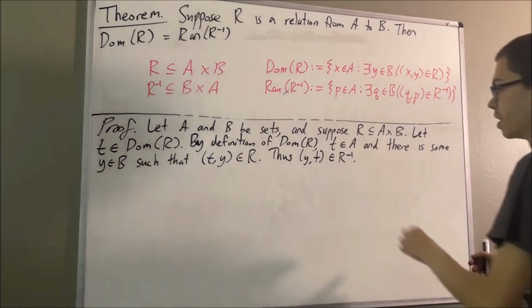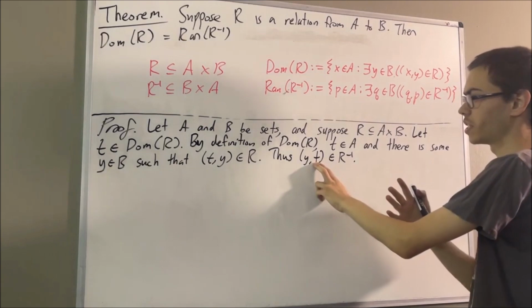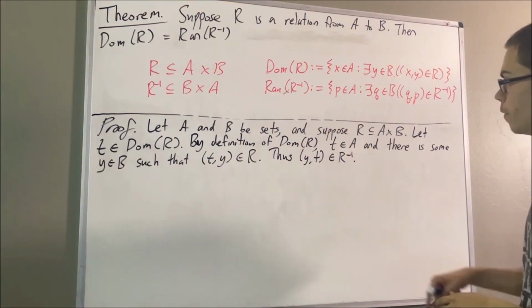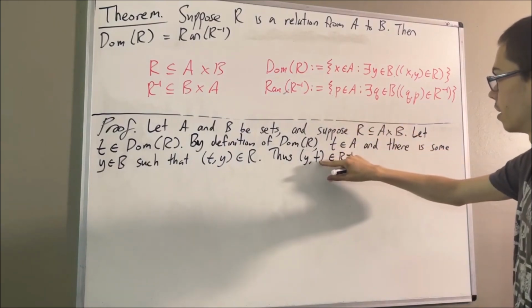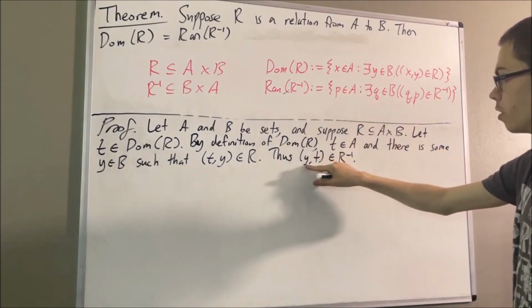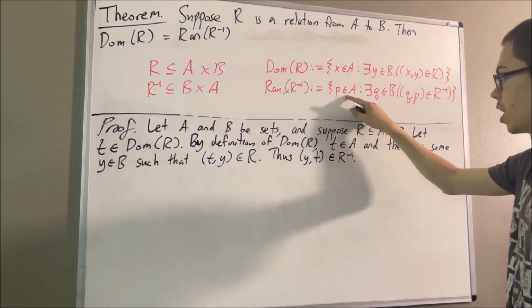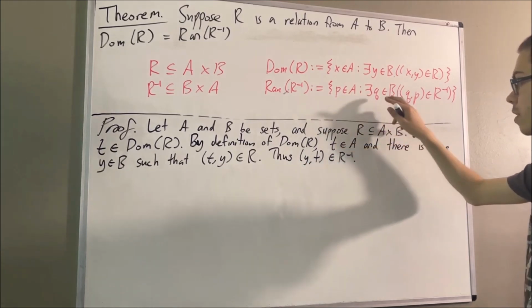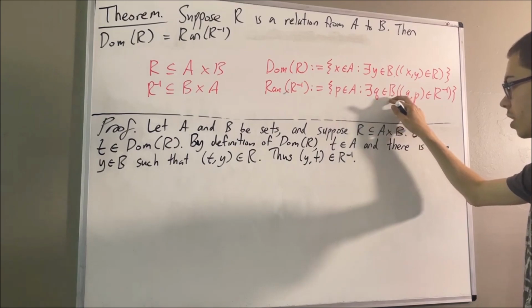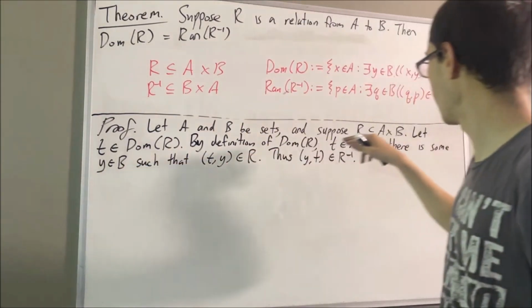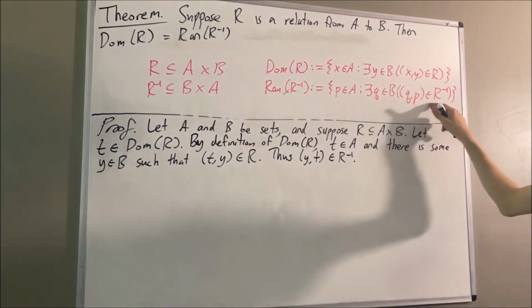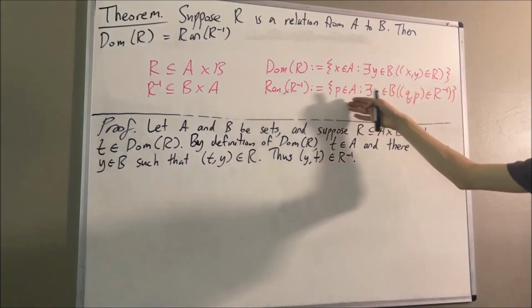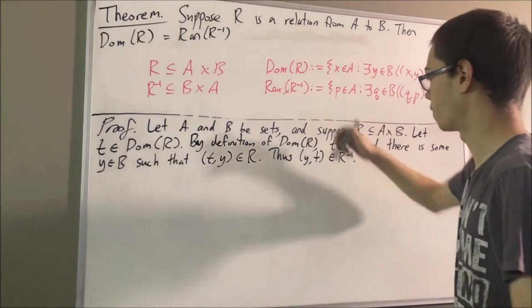But now notice, T satisfies all the requirements to be an element of the range of R inverse. Right? If we take P to be T and Q to be Y, well, yeah, T is an element of A, that's what we have right here, and we have that Y is an element of B, that's what we have right here, and Y, T is an element of R inverse, that's what we just found. So yeah, T satisfies all the requirements to be an element of the range of R inverse.